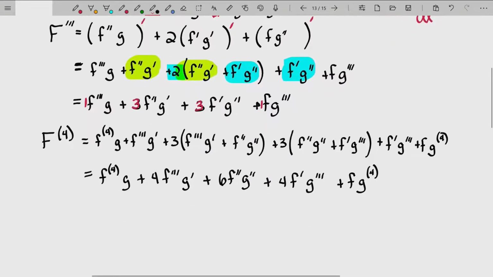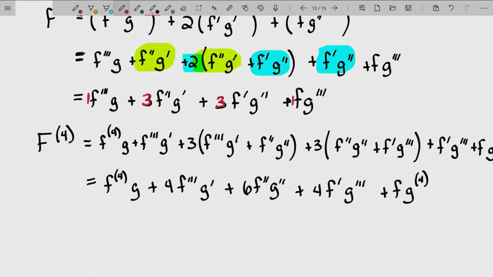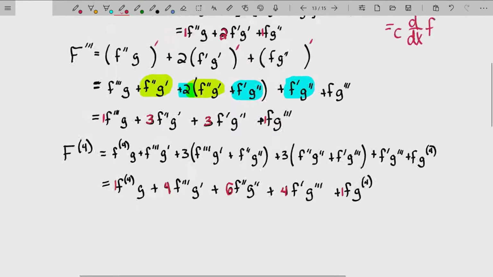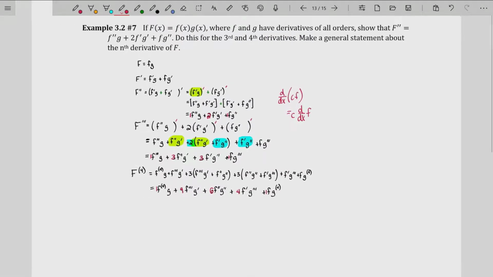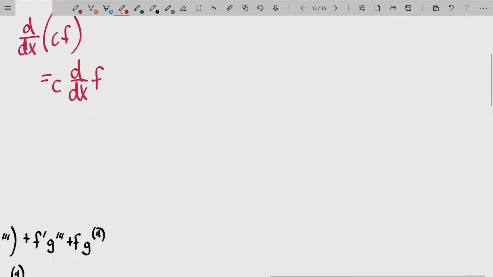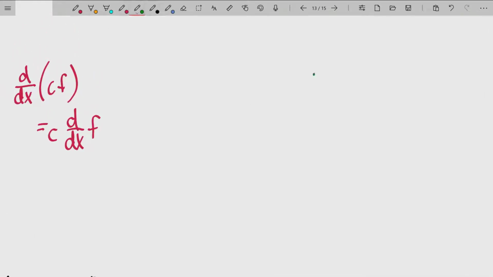And that should convince you, finally, what these coefficients are. These are the numbers within Pascal's triangle, also known as the binomial coefficients. So Pascal's triangle, if you don't know much about it, it's a beautiful triangle.